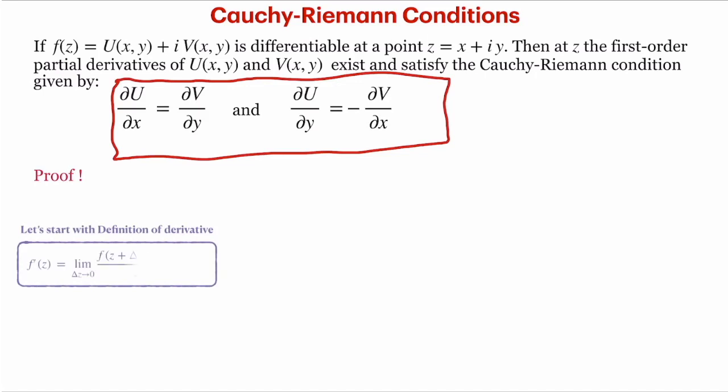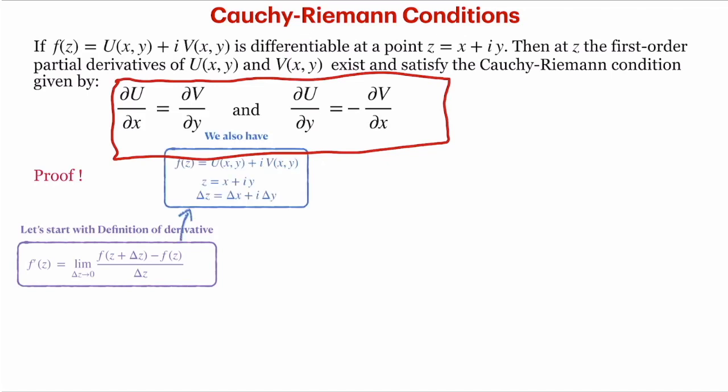Let's start with the definition of derivative, that is f prime of z is equal to limit delta z going to 0 of f of z plus delta z minus f of z, divided by delta z. Now we also have f of z equal to u of x y plus i times v of x y, and we have z as x plus i y and delta z as delta x plus i delta y.